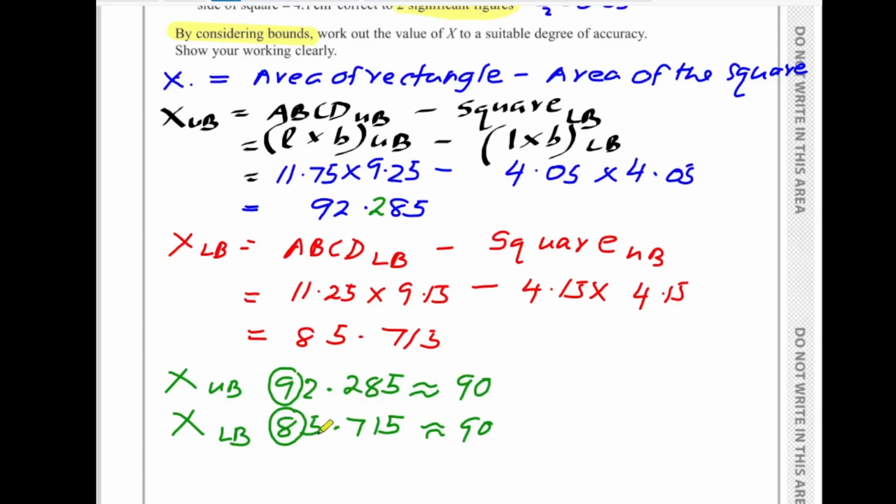Therefore, the only accuracy that we can go for is the first significant figure. So when I'm considering the first significant figure, once we round off to the first significant figure, this one becomes 90. This one also becomes 90. Therefore, the suitable degree of accuracy is 90. The answer.